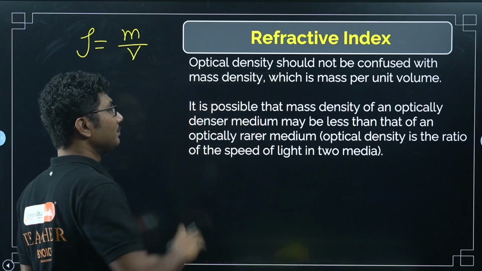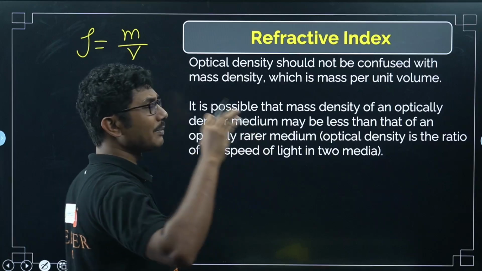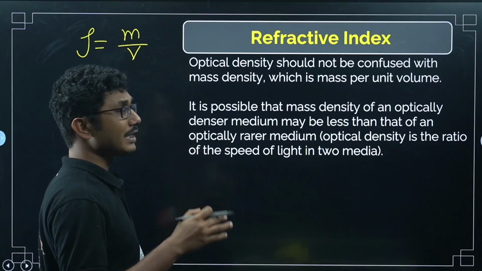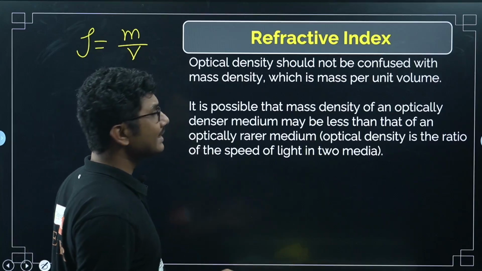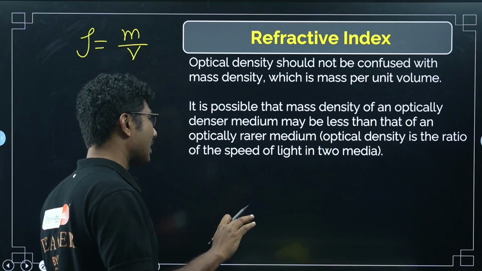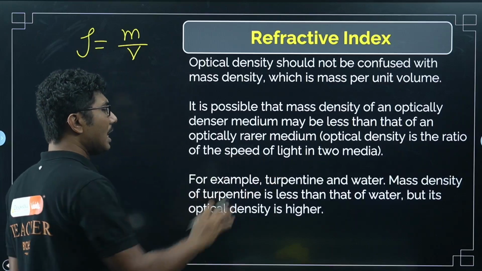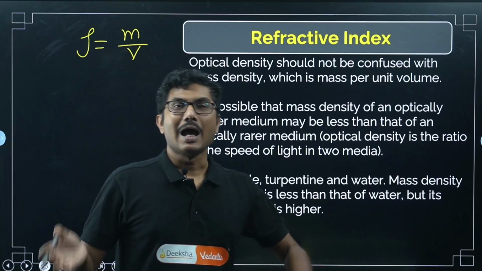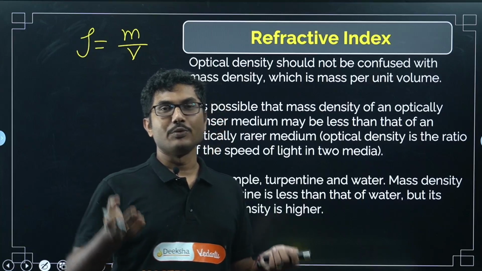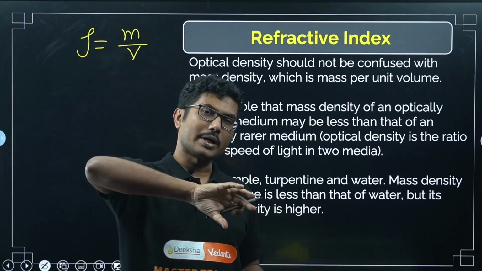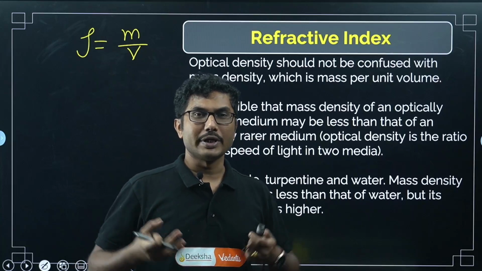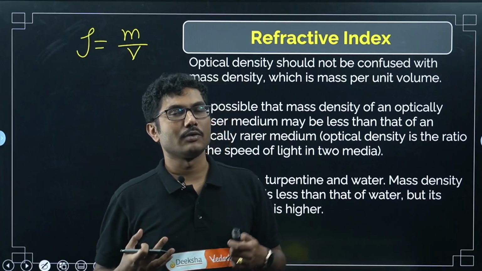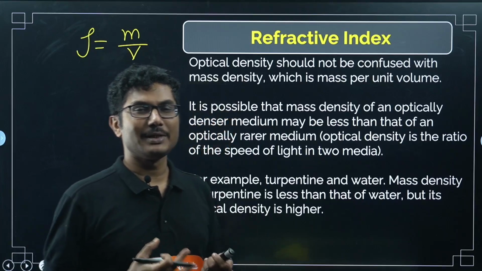For example, it is possible that the mass density of an optically denser medium may be less than that of an optically rarer medium. So optical density is related to the ratio of speed of light. We'll come to that as well. For example, turpentine and water. Turpentine is basically lighter than water. So if you pour turpentine on top of water, turpentine will float, because its mass density is less than that of water. Right, so lower mass density means it will float.